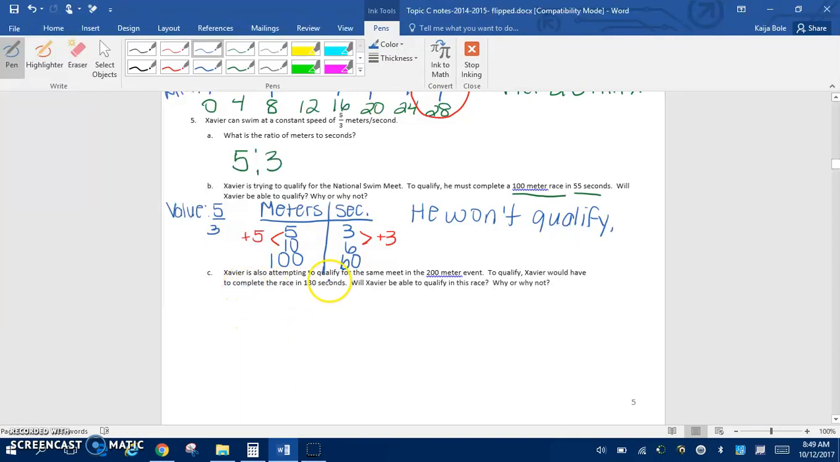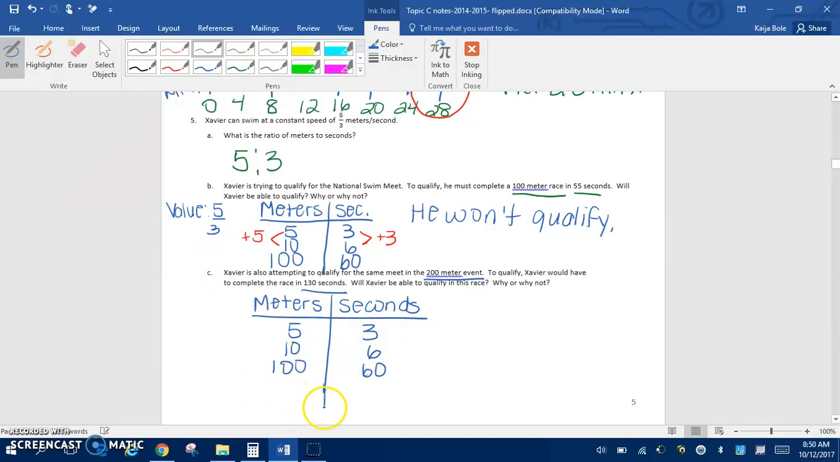Part C says Xavier is also attempting to qualify for the same meet in the 200-meter event. To qualify, Xavier would have to complete the race in 130 seconds. Will he be able to qualify? Why or why not? So if we put our table back in here, we have meters and we have seconds. Okay, so our first line, right, we had 5 and we had 3. We said 10 was 6 seconds. 100 we discovered was 60.